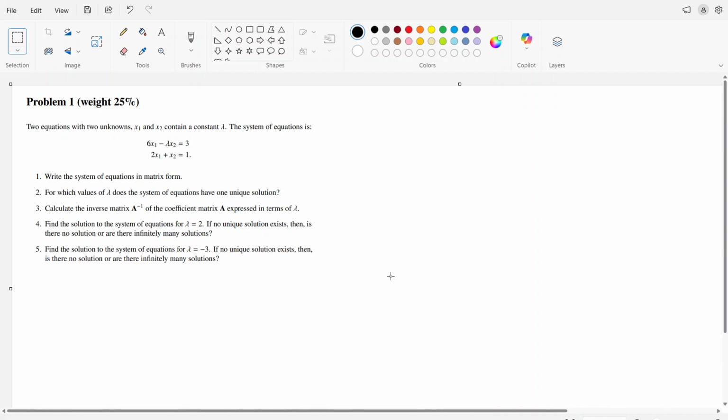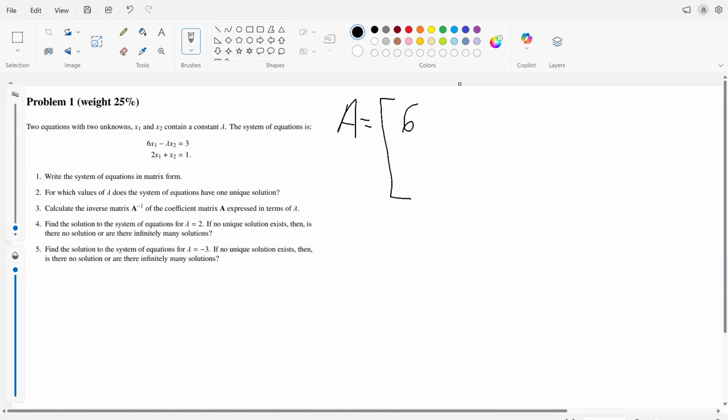So number 1 first. I went over this in my other matrix videos, but number 1 is: write the system of equations in matrix form. As per my other videos, the coefficient matrix is made from the numbers multiplying the variables. So first we have to write out the coefficient matrix, which is A equals, and we take the coefficients: 6, 2, negative lambda, and 1.